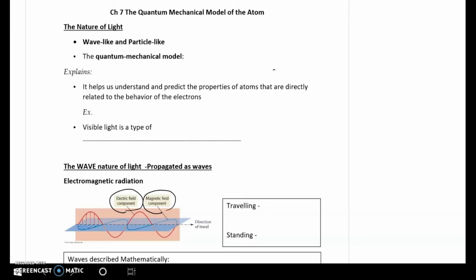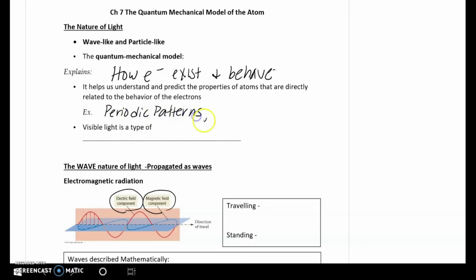And the quantum mechanical model, why is this going to be useful for us? Well, it explains how electrons exist and behave. So it lends us some insight on properties of atoms. So in chemistry, we care a lot about reactions, right? Our reactants moving forward to make some products. Well, to understand those better, when we learn about the quantum mechanical model, we apply it so that we focus on why there are certain periodic patterns in our periodic table. And it also lets us understand reactivity.